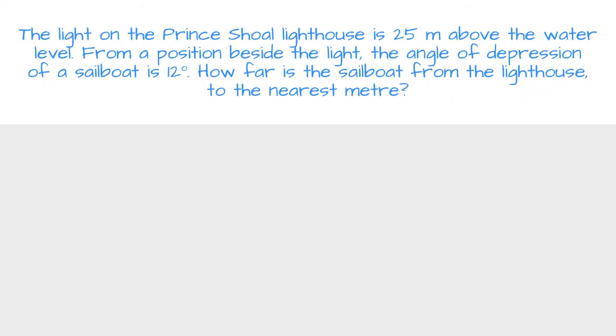Word problem number 2 is about depression. The light on the Prince Shoal Lighthouse is 25 meters above the water. So here's my light. It's 25 meters above the water. I'm actually going to do this problem twice because there are 2 different perspectives that you can use. Then it says, from a position beside the light, the angle of depression of a sailboat is 12 degrees.